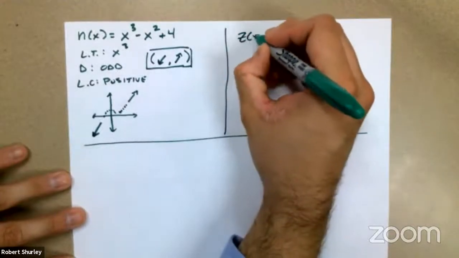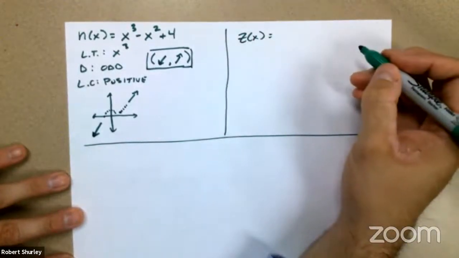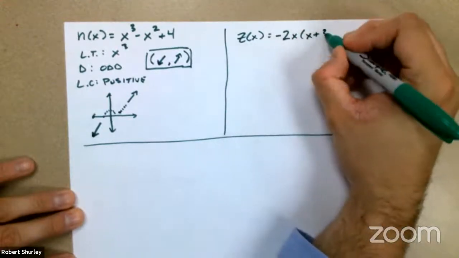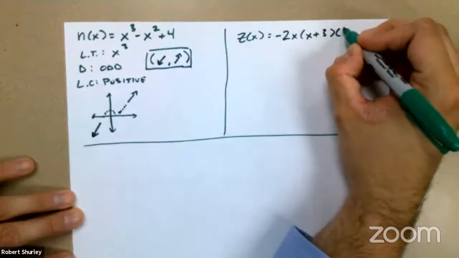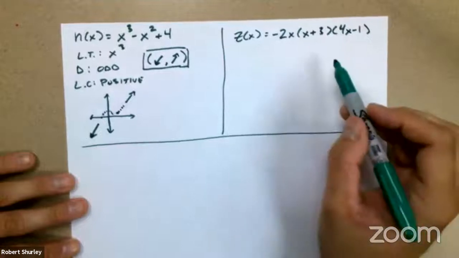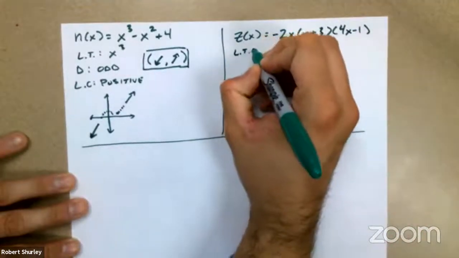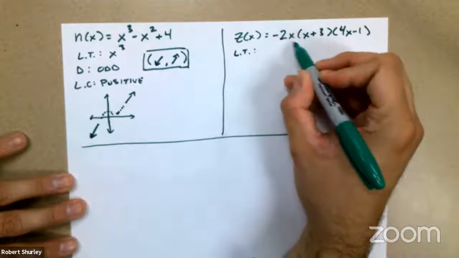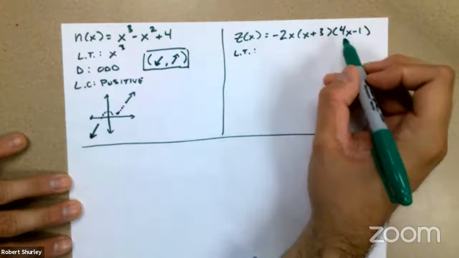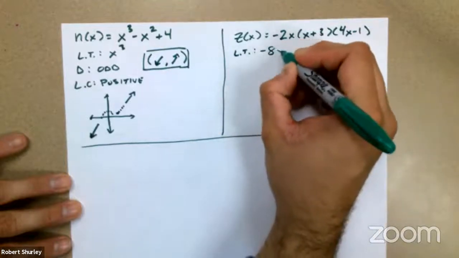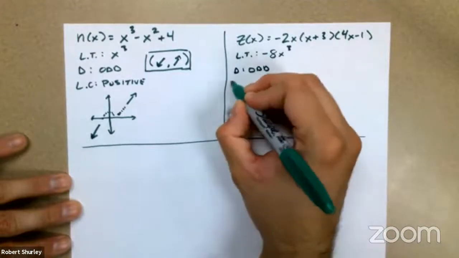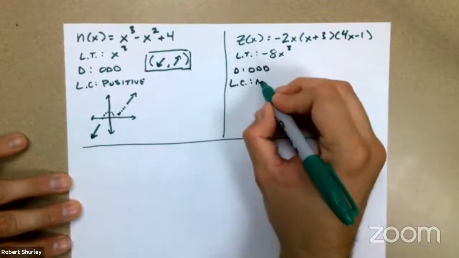Okay, so let's do one that's factored now. Let's say we've got z of x, and let's say we have negative 2x times x plus 3 times 4x minus 1. If I asked you for the leading term here, we'd have to multiply it either way, but notice we have 3 x's. So negative 2x times x times 4x is negative 8x cubed. So the degree is odd, and this time the leading coefficient is negative.